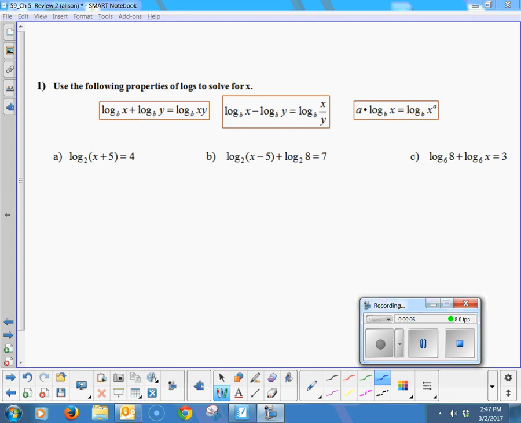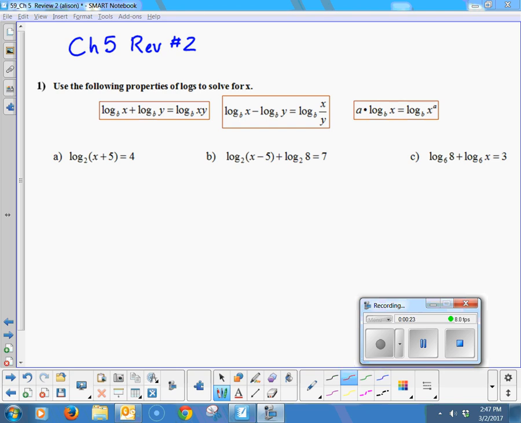We're about to do the Chapter 5 Review number 2 worksheet, and I'm going to allow skipping on this so you can skip ahead to whatever part you need. But I'm going to do the whole thing, beginning to end. Here we go.